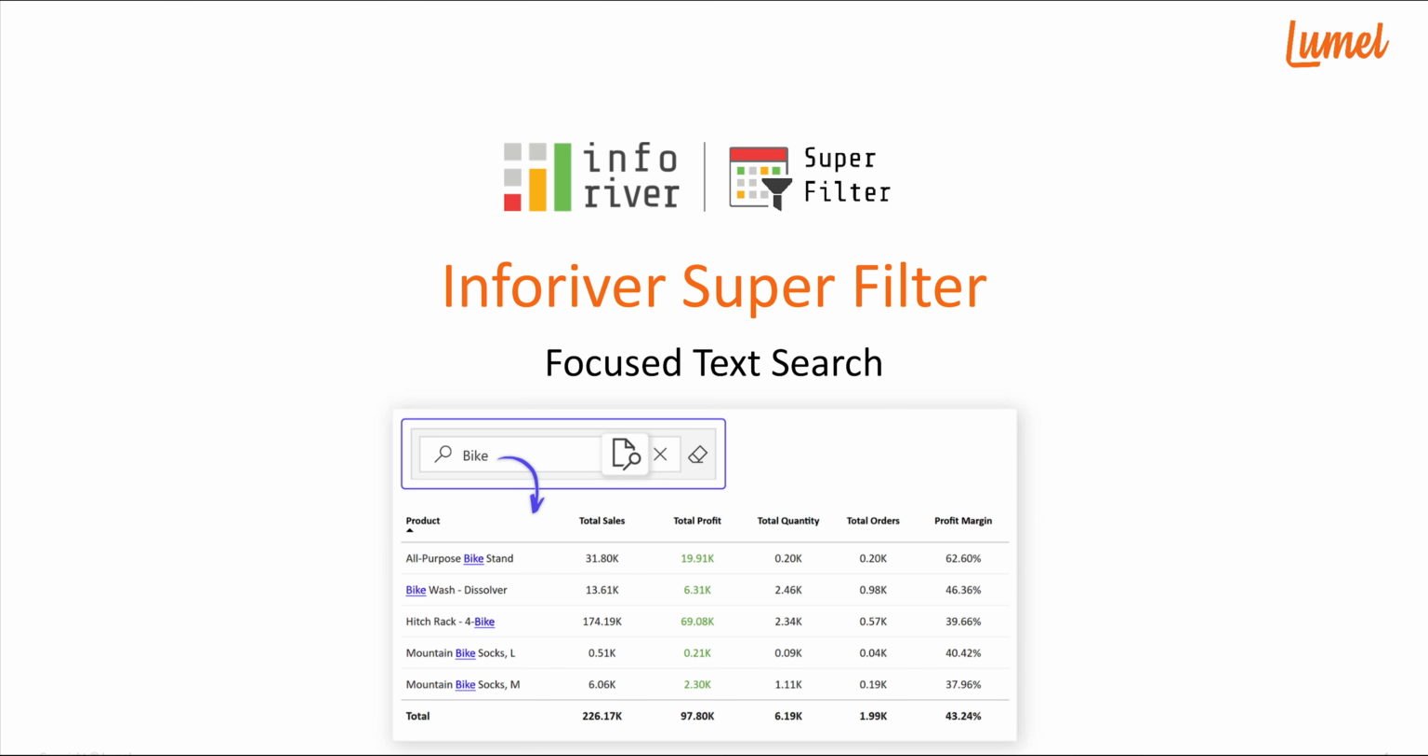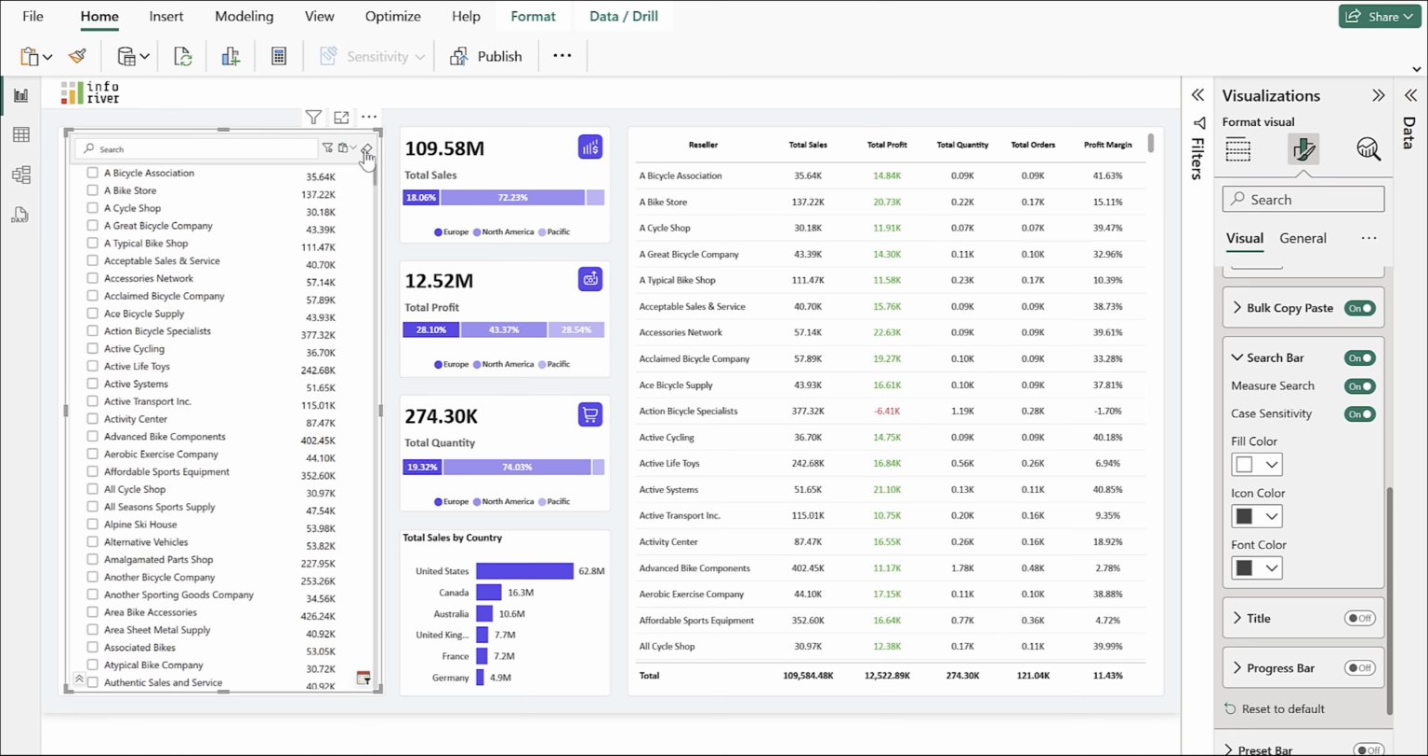Lastly, we'll explore the Focused Text Filter. It allows users to apply filters dynamically as they type search terms. It can also function independently as a standalone search filter visual. Note that the Focused Text Filter works only within the Facet filter.